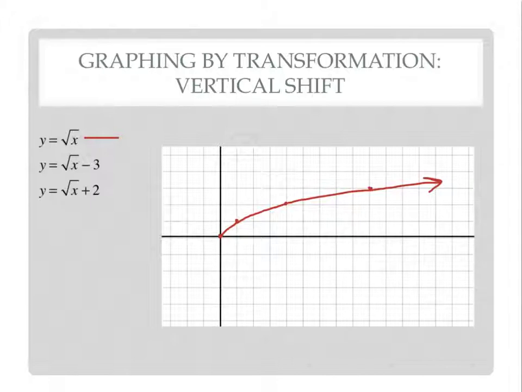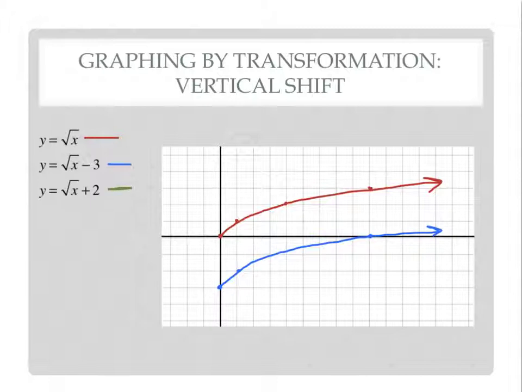All right, so now we're going to do vertical shifts. So remember, vertical shift, that's up and down. It's on the outside of the radical sign, the outside of the function. So let's make this one blue. What's going to happen to all of the points on the graph, y equals the square root of x? Where are they going to go? Down 3. And there we go, and there we go, and there we go.